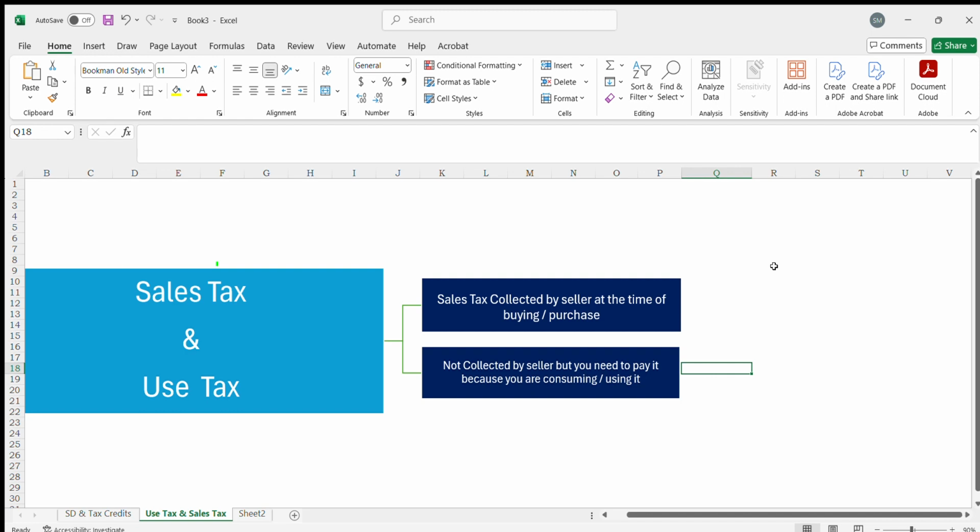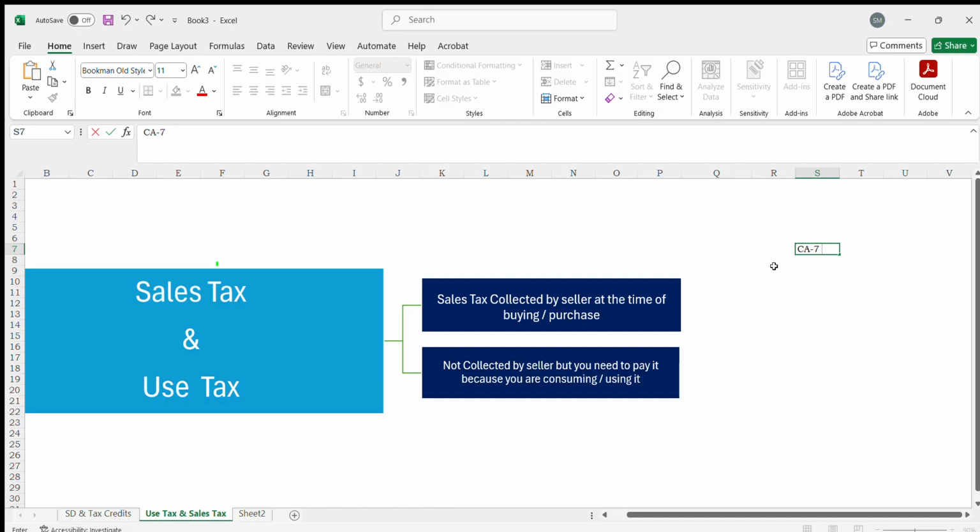When we talk about sales tax, sales tax is a tax that is collected by the seller when you buy or purchase something. So let's say you are living in California. California has a state sales tax rate of 7%.